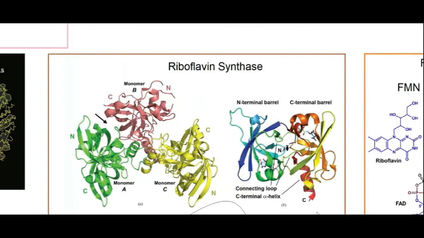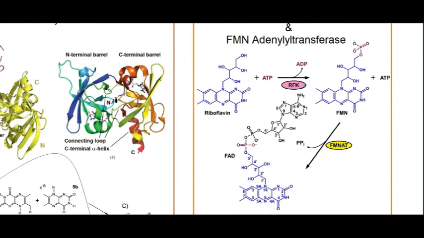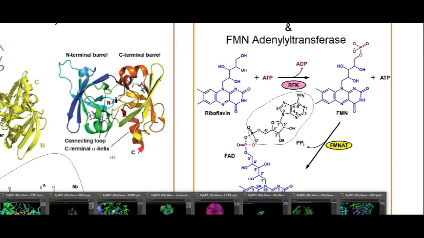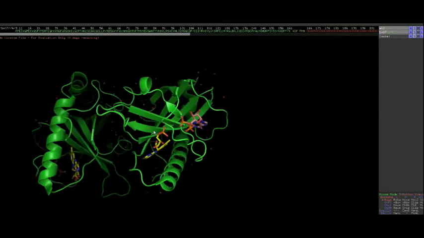Then the next steps after that to turn it into flavin adenine dinucleotide is, as I said, just adding the phosphate through this riboflavin kinase, and then this flavin mononucleotide adenylyl transferase is just adding this AMP onto the end of that. And I do have the structures for that. I'm not going to spend too much time on them. This is the riboflavin kinase.